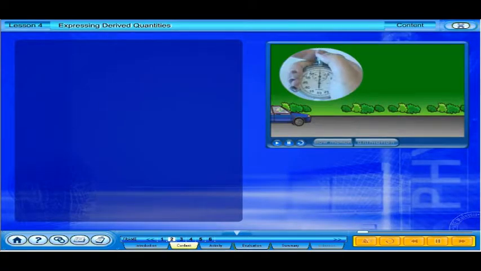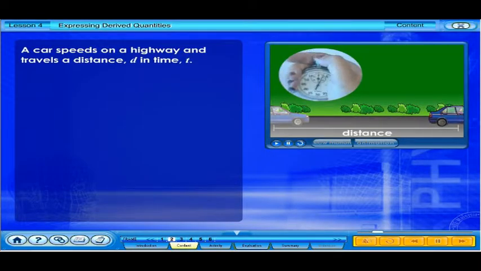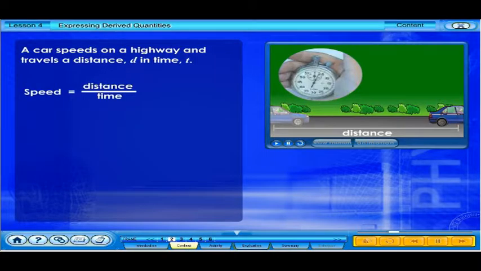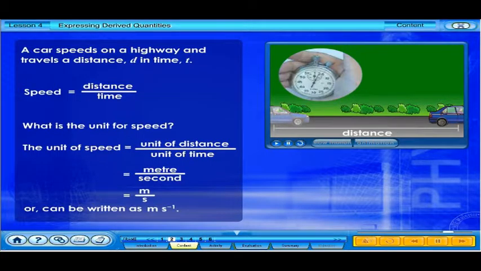Let us look at a few examples. A car speeds on a highway and travels a distance d in time t. We know that speed is distance divided by time. What is the unit for speed? The unit of speed equals unit of distance over unit of time. The unit of speed is meter per second. We have just identified the base quantities in the derived quantities.